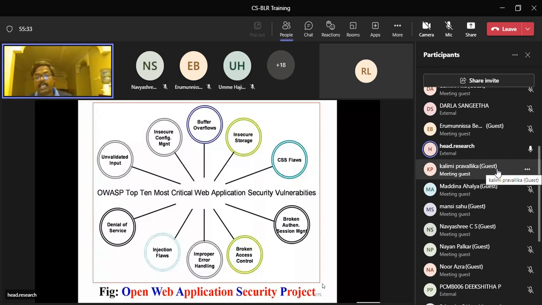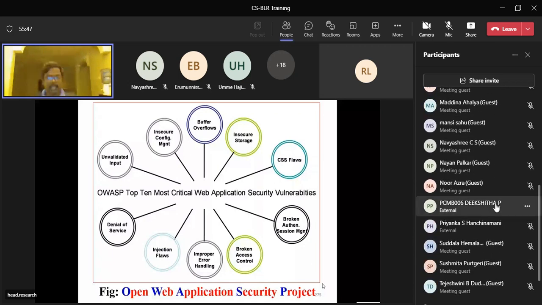Then broken authentication and session management is nothing but if you are a valid and authorized person, then you can alter the data. If you are an unauthorized person, there is no chance of altering the data or performing any activity. So these are the application security vulnerabilities.